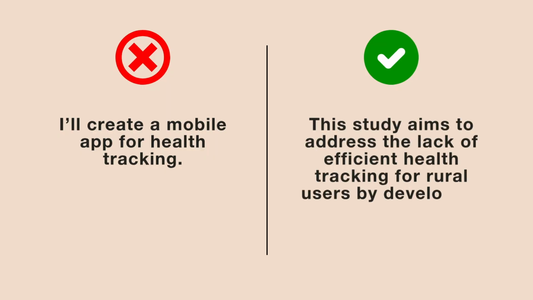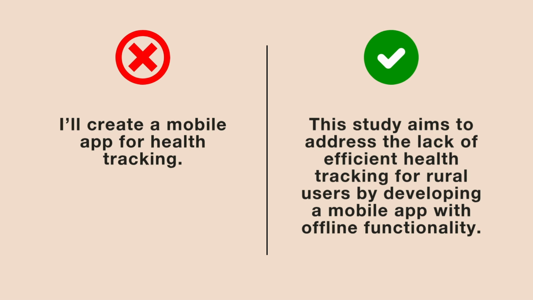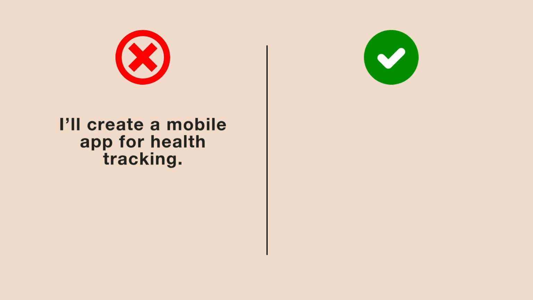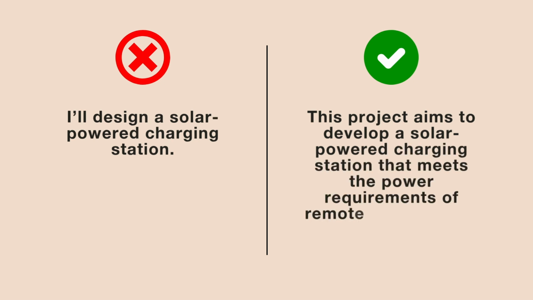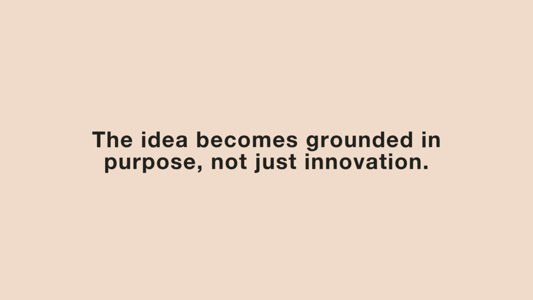So how do we fix this, and how do we reframe this? Start with research-backed context. For example, this study aims to address the lack of efficient health tracking for rural users by developing a mobile app with offline functionality. Or, this project aims to develop a solar power charging station that meets the power requirement of remote communities where grid electricity is unavailable. You can see that this reframes the idea within a clear problem context, and it identifies a specific user or need, which strengthens both the relevance and justification. So now the idea becomes grounded in purpose, not just in innovation.